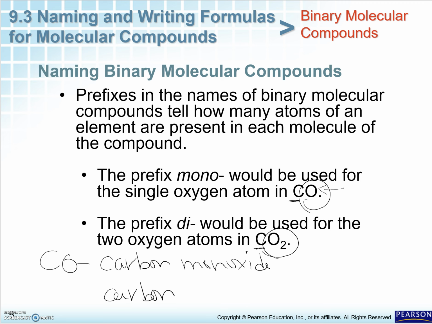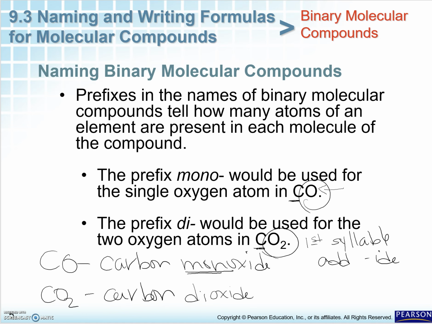So once again, we are taking the first syllable and dropping the rest of the word and then adding IDE. However, our difference is we are going to start with our prefix of mono. Now, if we look at CO2, again we start out with that 1 carbon, but the number of oxygens is different. So the prefix that we would use here is di, and then we name it exactly the same, oxide. So the difference here is our prefix. We start off with mono if it is 1 and di if it is 2.